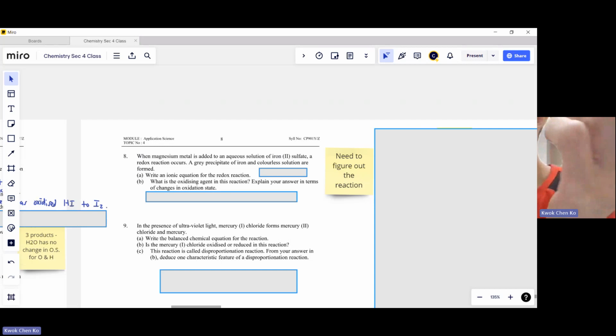They already used the word solution, so it must be something dissolved in water. All right, so what has happened? Magnesium is Mg, and then it encounters this iron sulfate. What does it give you? Gray precipitate of iron, meaning Fe alone. So what is left? What's the other product? Magnesium, but we also have something else, right? From the left-hand side. Yeah, so the colorless solution is magnesium sulfate, aqueous.